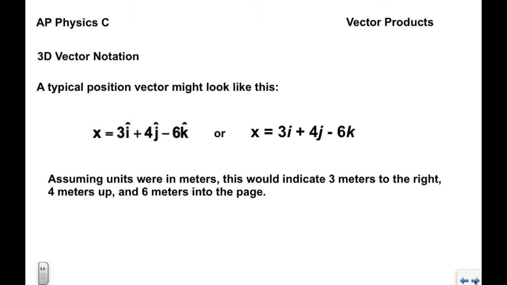So you might have a typical position vector, x equals 3i plus 4j minus 6k. Assuming the units were in meters and assuming standard sign conventions, this would indicate 3 meters to the right, 4 meters up, and 6 meters into the page because the k hat has a negative 6 as its coefficient.